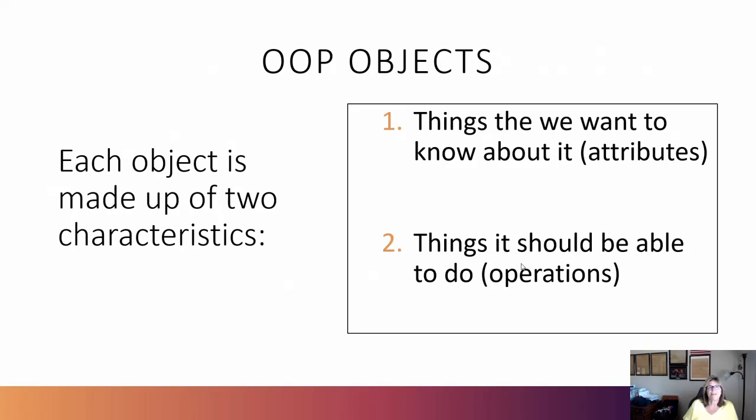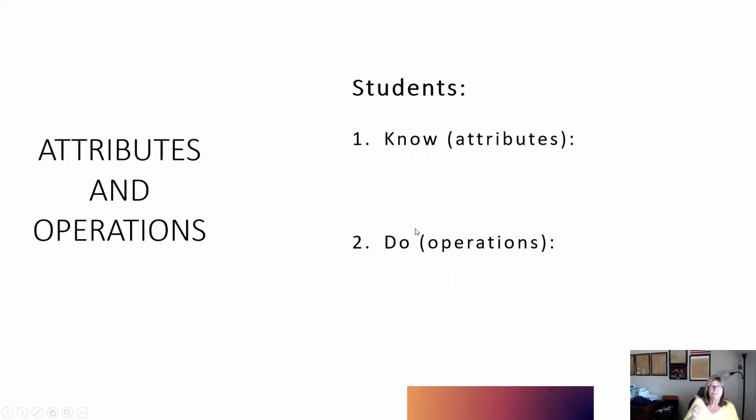The first one is things that we want to know about it. We're going to call it attributes for a minute. And then things that that object should be able to do. We're going to call that operations for just a minute. So let's look at students. Students within a university system.